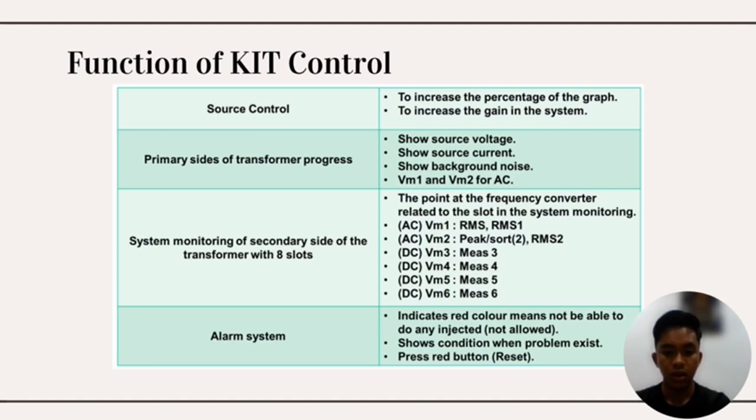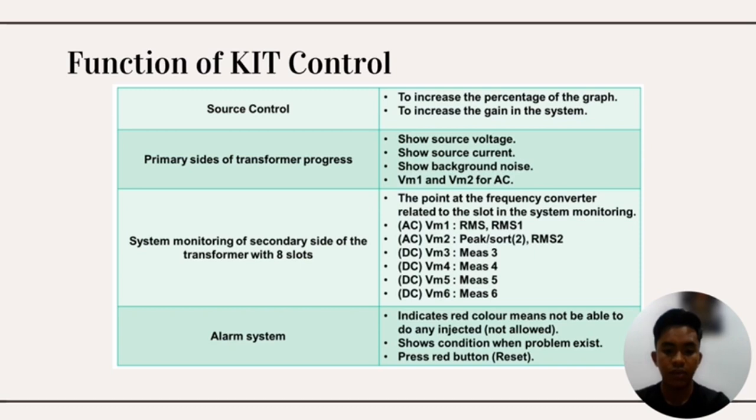The third slot is DC BM3, that is measurement 3. Fourth is DC BM4, that is measurement 4. Fifth is DC BM5, that is measurement 5. And the last slot is DC BM6, that is measurement 6. The frequency converter is related to the slots in the system. The last is alarm.